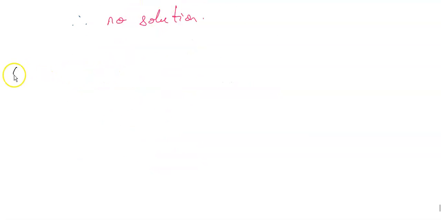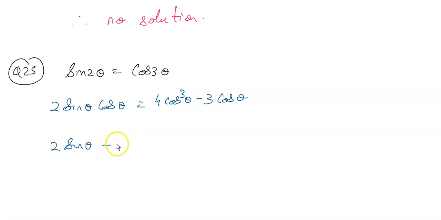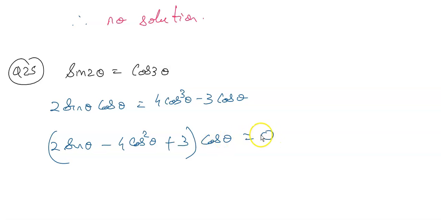Next question 25. It says if sine 2 theta is equals to cos 3 theta and theta is an acute angle, then sine theta is equal to, okay. So we have sine 2 theta is equals to cos 3 theta. So let's write the formulas for sine 2 theta, that is 2 sine theta into cos theta. Then cos 3 theta can be written as 4 cos cube theta minus 3 cos theta. Now again I cannot cancel cos theta, I will take it common from here. So 2 times sin theta minus 4 times cos square theta minus 3, right, into cos theta. This is equal to 0.